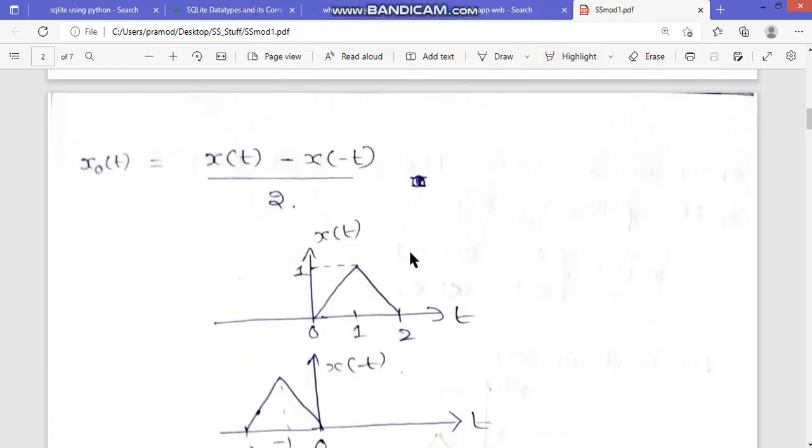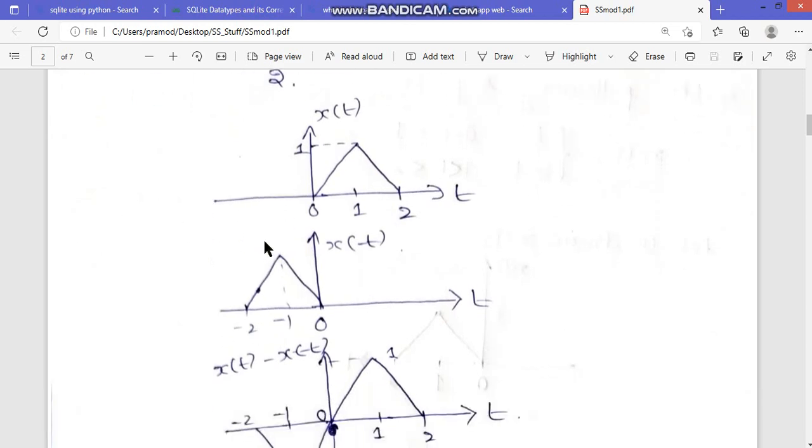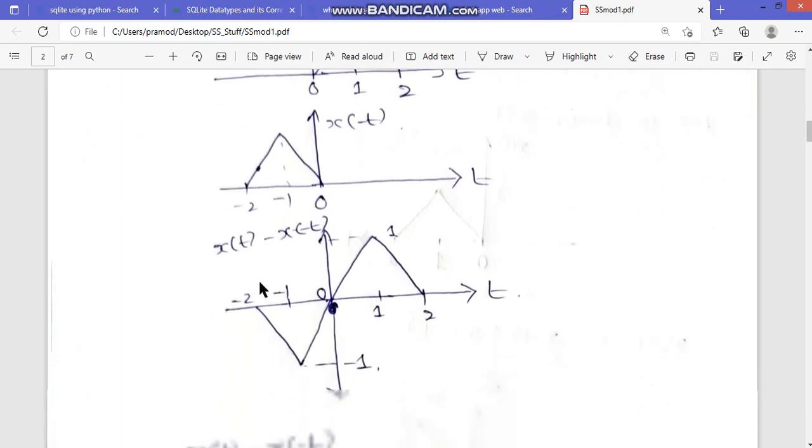Now we'll continue. When you are subtracting x of t minus x of minus t, x of t is here and x of minus t, we have to subtract from this one, right? Now what will happen when you subtract 0? 0 minus some value, 0 minus 1, you will get minus 1, right? So this is 0 now and this is 1 now. 0 minus 1 is minus 1.